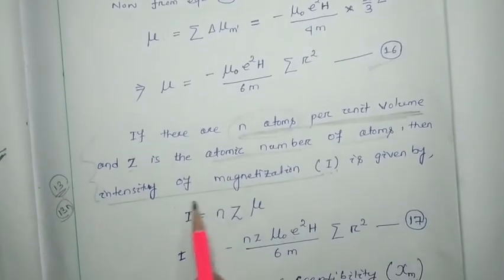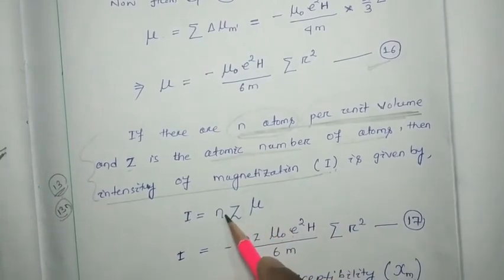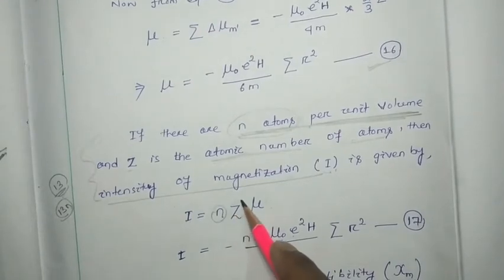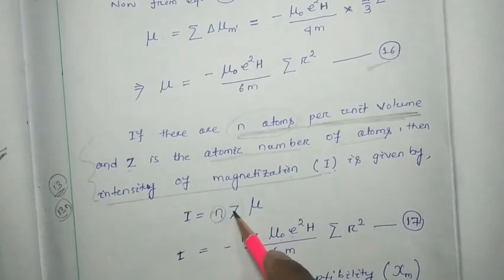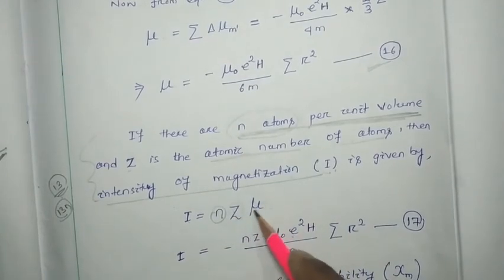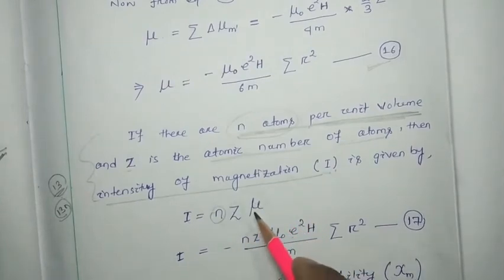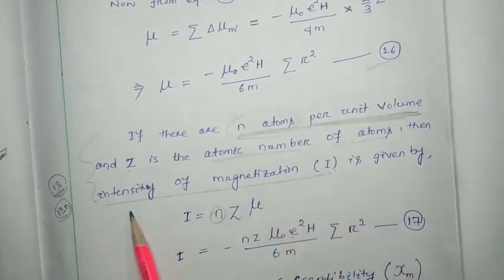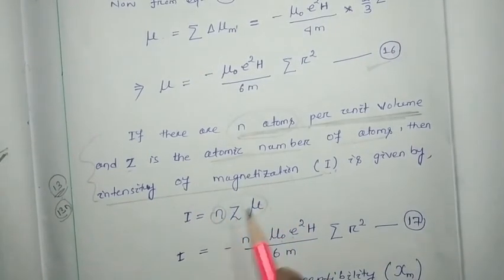Then the intensity of magnetization will be N Z mu, because N is the total number of atoms per unit volume, and if Z is the atomic number, then the total number of electrons will be N into Z, and mu is the magnetic moment per electron. So the total magnetic dipole moment is N Z mu, which is called the intensity of magnetization, because this many magnetic dipole moments are found per unit volume.